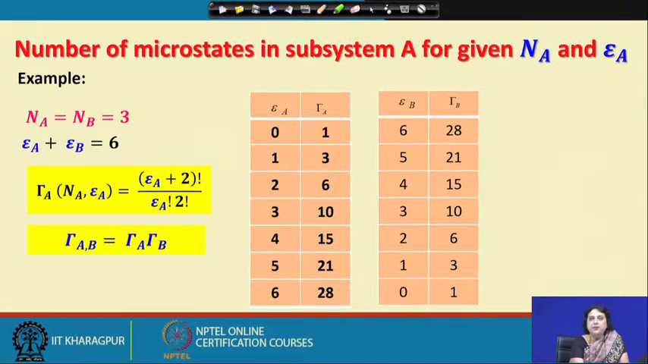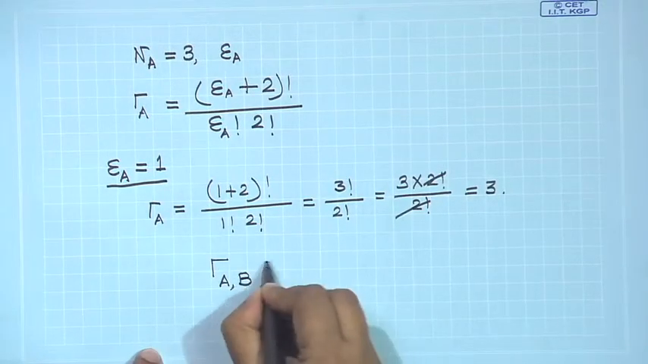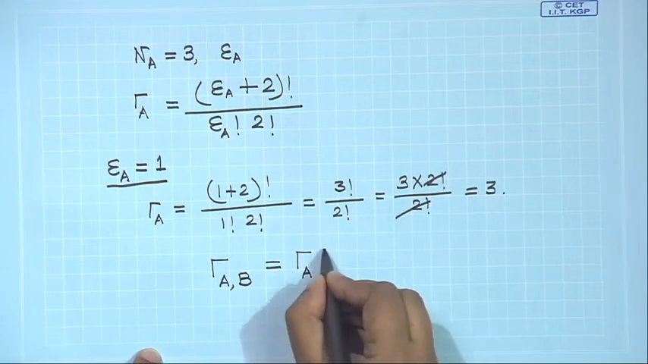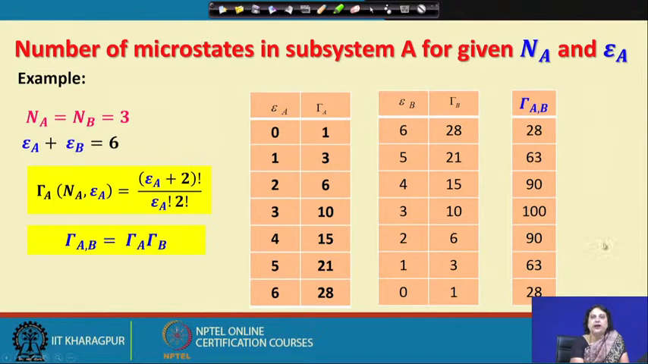Now, since A and B are two subsystems which are not interacting with each other, following the principles of probability, this is the conditional probability that the subsystem A has some specific value of the energy epsilon A, and at the same time the subsystem B has an energy equal to epsilon B. Since they are independent of each other, I must have gamma A comma B equal to gamma A into gamma B. Okay, so using this principle, we can now find out what these values are.